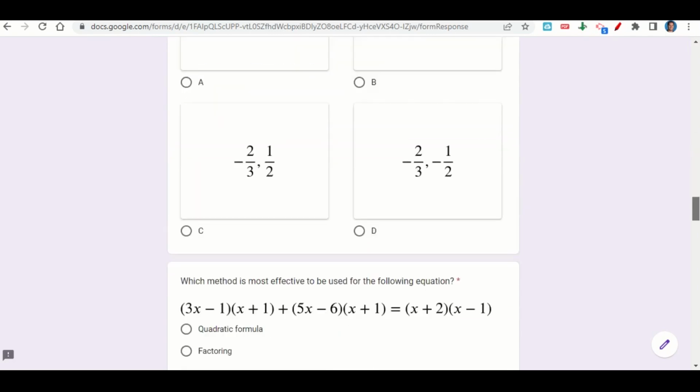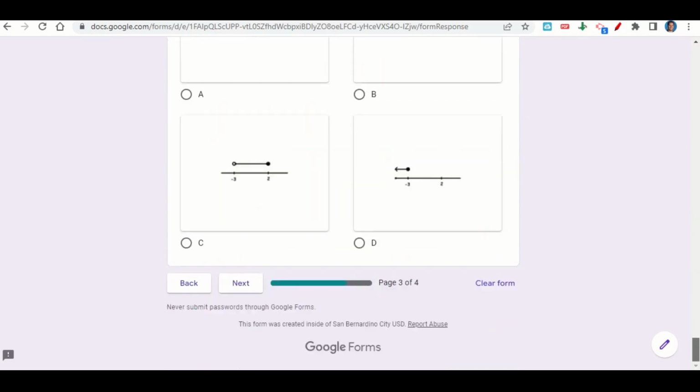Now we go ahead and scroll down, and we keep going until we get to the end. Once you get to the end, go ahead and click Next. This will take you to your Before You Go. Go ahead and fill out your Before You Go, and then submit your work on Google Classroom.